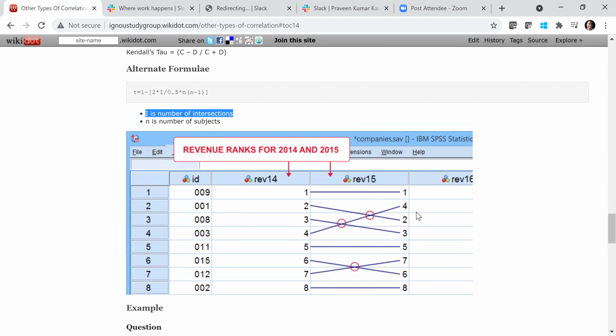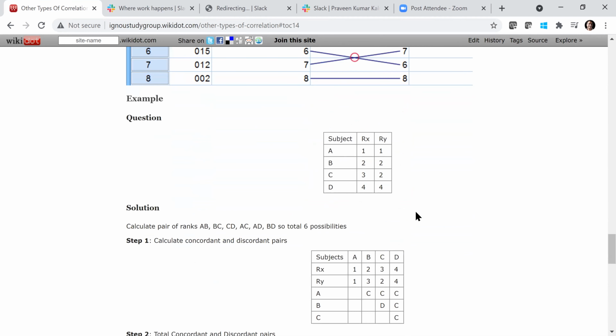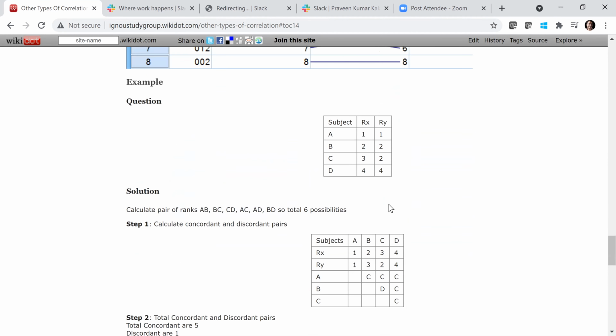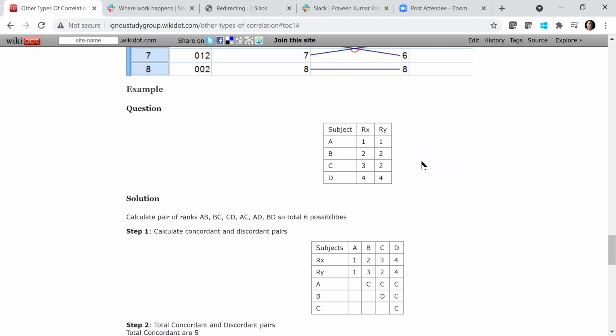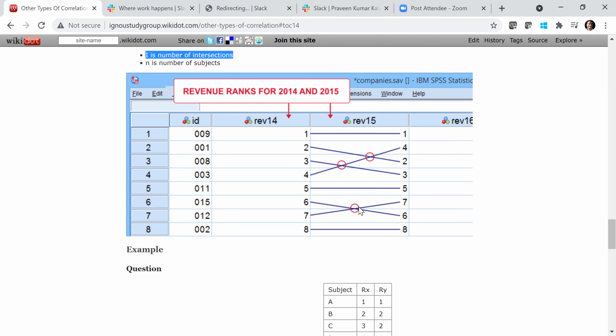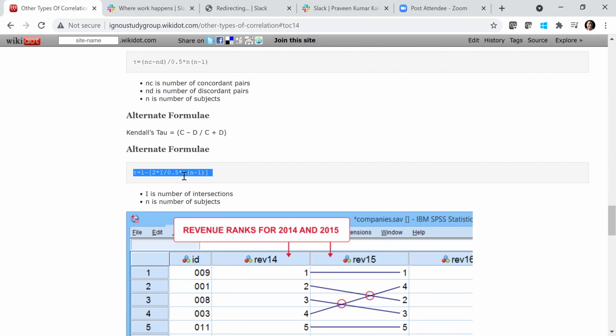So to summarize, first method, you can calculate the number of concordant pairs and the number of discordant pairs. Based on that, there is a formula where you can calculate tau. The second way, you can draw lines and calculate the number of intersections. Based on the number of intersections, there is a formula that you can actually use.